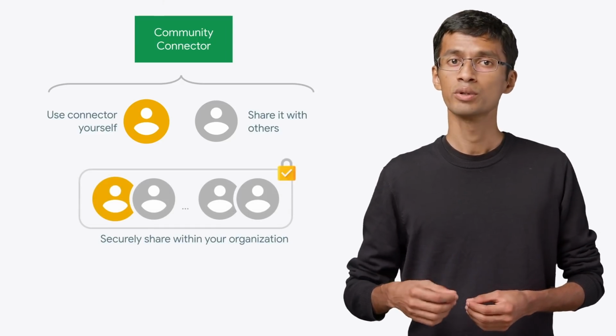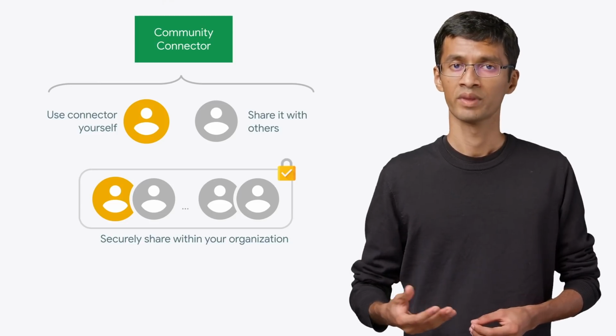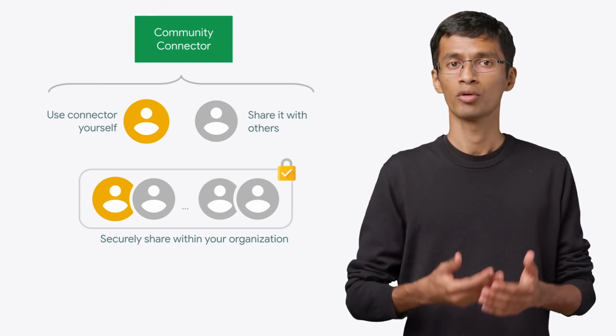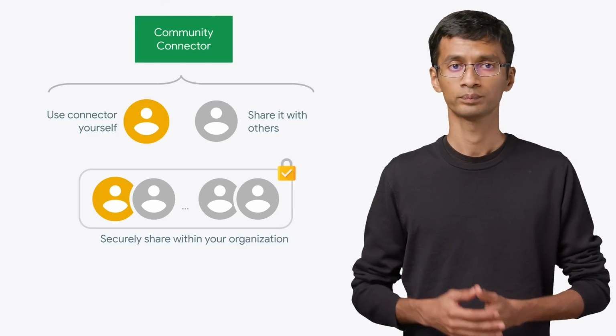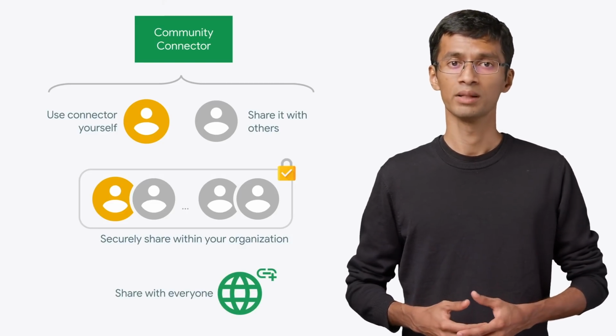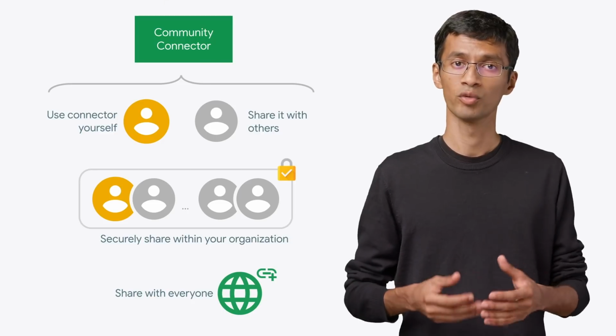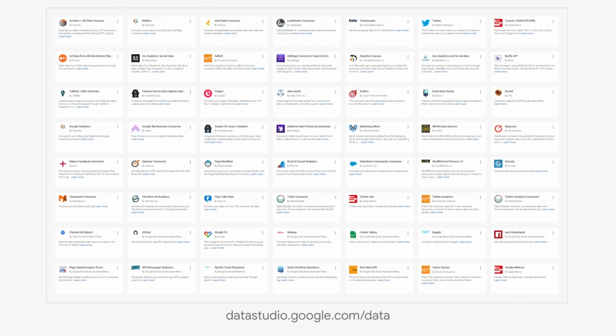You can make it securely available within your organization. That way, anyone in the organization can use it, but the access and the data remains secure. You can also make your connector available to everyone. And one of the ways you can do it is by publishing it to the Data Studio Partner Connector Gallery.